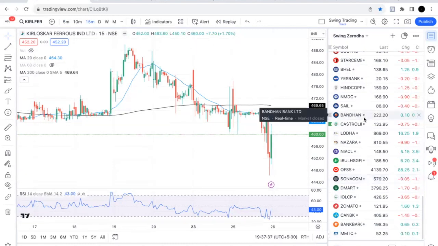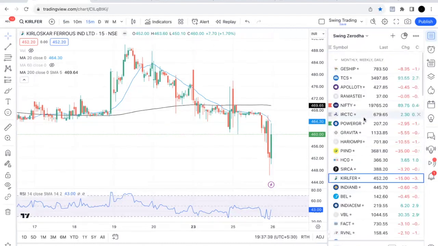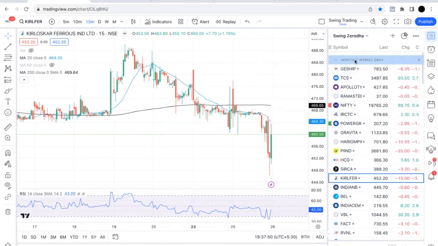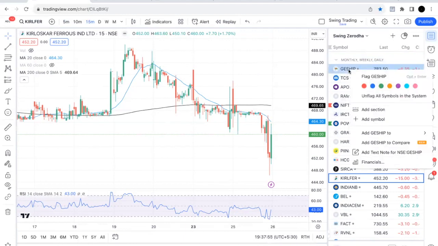Okay, so here's what I do. First of all, I make three of these, whatever they call this. Let's see, what do they call this? They call it sections. Yeah, three of these sections. To add the sections, all you have to do is right-click and press Add Section, and then you can rename the section also.